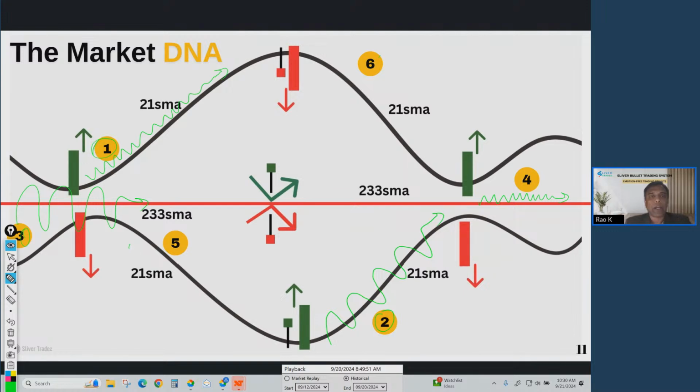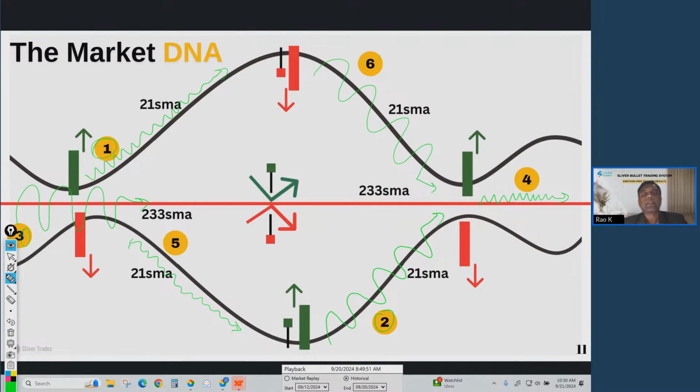5 was a downtrending market. 6 was a downtrending market with swings. So I have placed all these moments on this chart, on this market DNA picture.